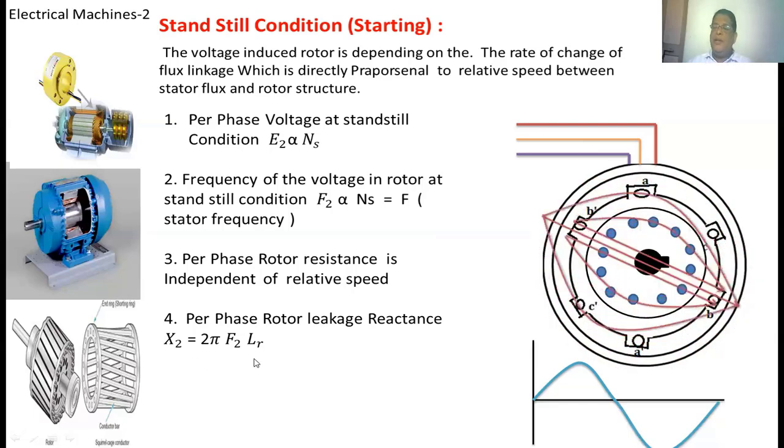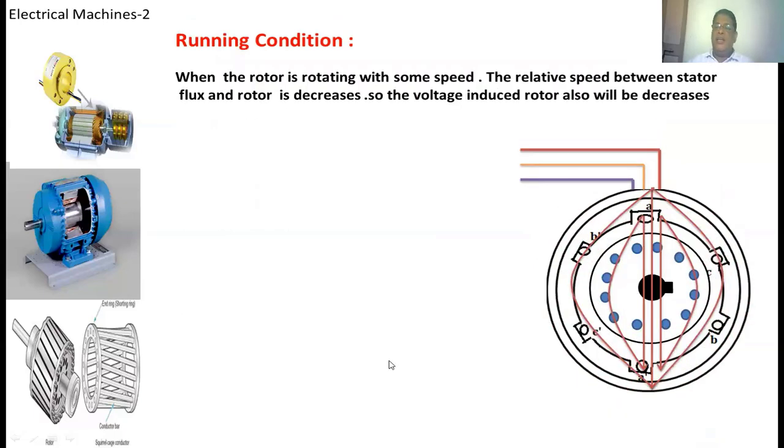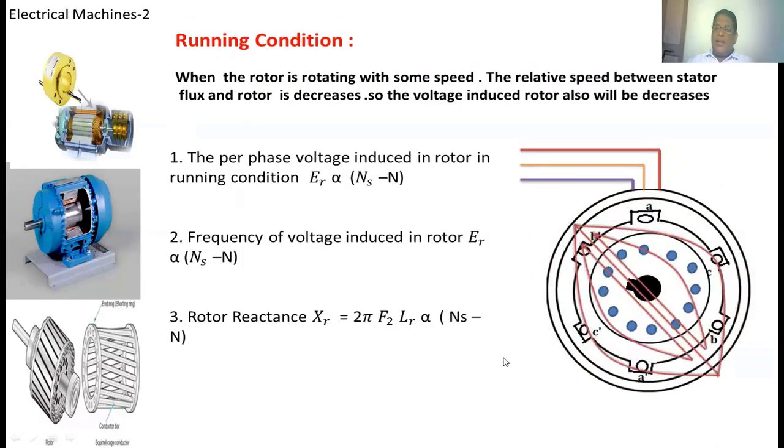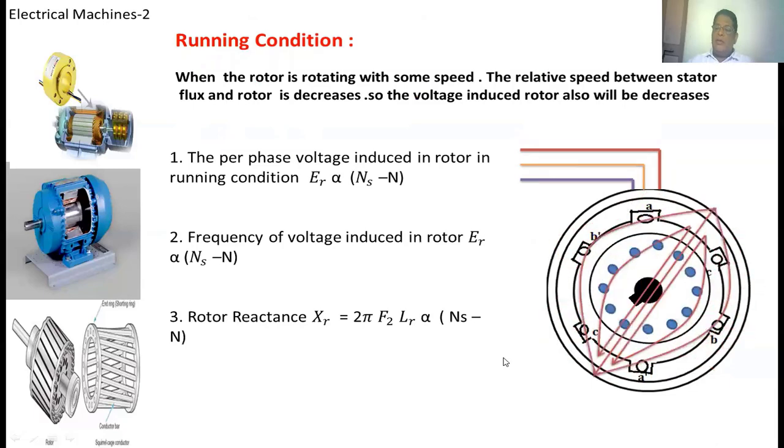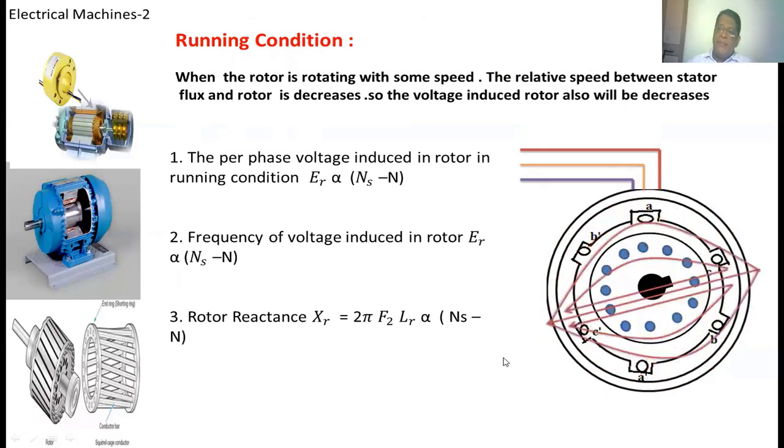It is highly dependent upon the inductance of the rotor conductors, which is also fixed once the design of the motor is over, but it also depends on the frequency of the voltage induced in the rotor conductor. Now in the case of the running condition, we already know that when the flux is rotating in space, the rotor also will be rotating in the same direction as the flux.